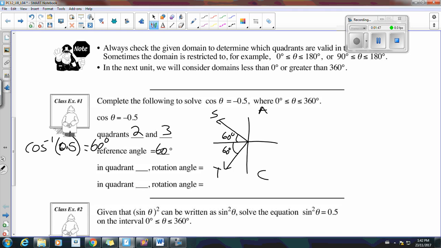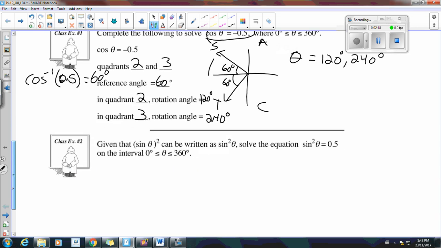So in quadrant 2, well, all the way here it'd be 180. We're 60 degrees short of that. So it'd be 120 degrees. And in quadrant 3, we're 60 degrees past 180. So here we go 180 plus 60, giving us an angle of 240. So if we're asked to solve this equation, we're going to answer theta equals 120 degrees and 240 degrees. So make sure that you always give all the answers. One answer isn't enough.